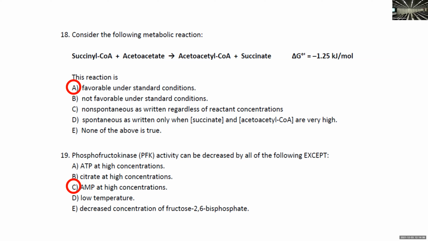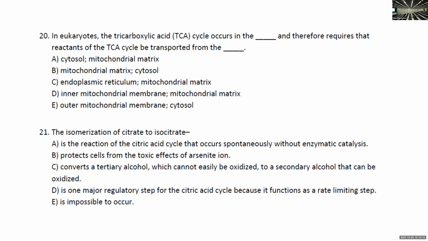So it's ATP and citrate, which work as inhibitors or activators. Number 20, it's B. Again, simple fact. Number 21, it's C. And we talked about this actually. So as long as you understand.